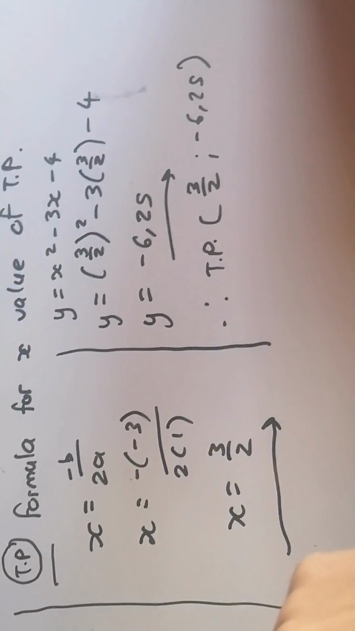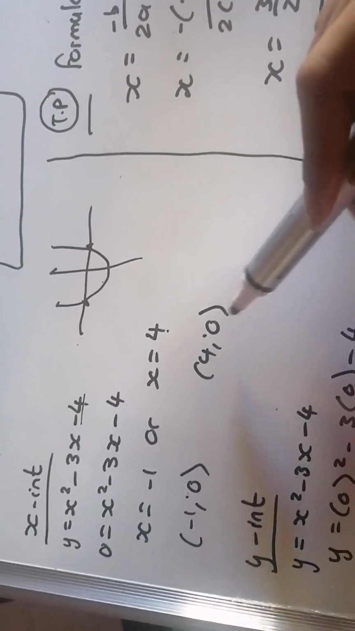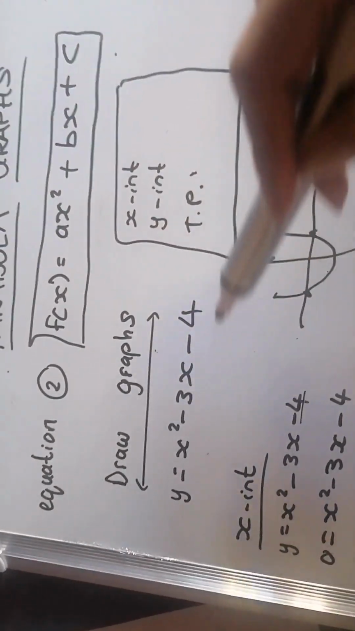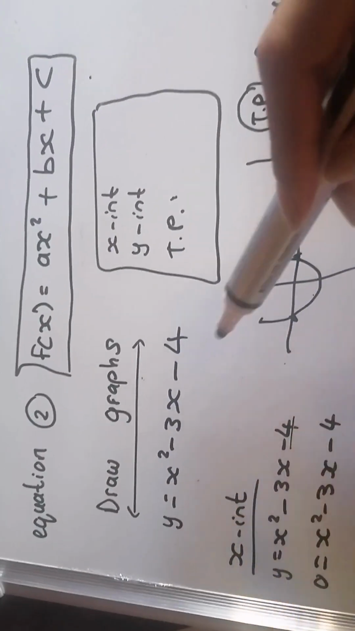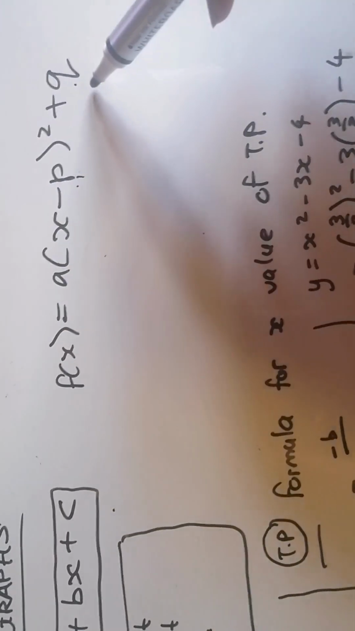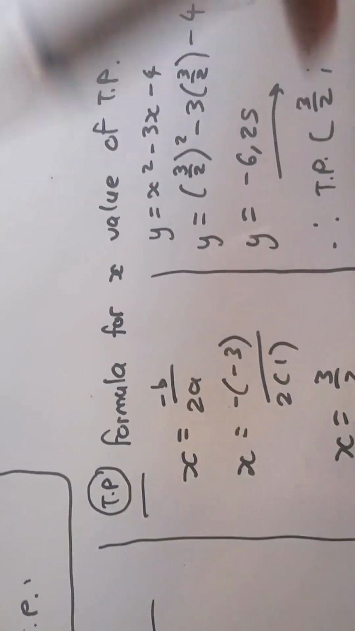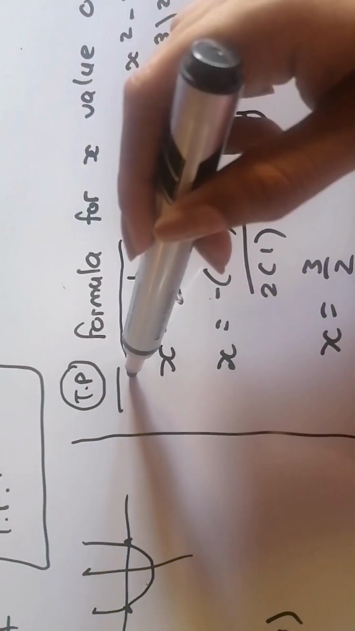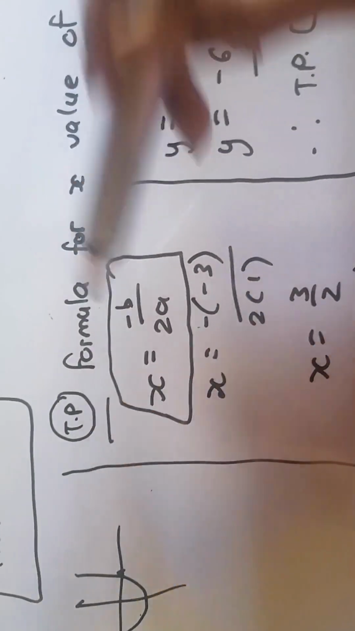Okay, so we found our x-intercept coordinates. We found our y-intercept coordinate. Now all that's left is our turning point. Now remember, with this equation here, it's hard to get turning points. So this is what you have to do. With this equation, you can just get the turning point from here and here. But now when it comes to our quadratic equation, this is what we're going to have to do. This is a set formula for turning points.